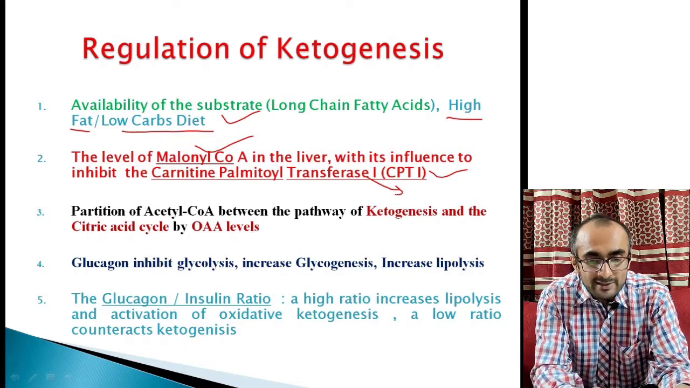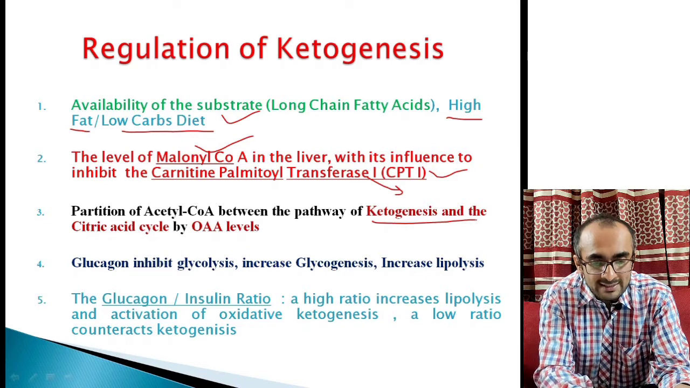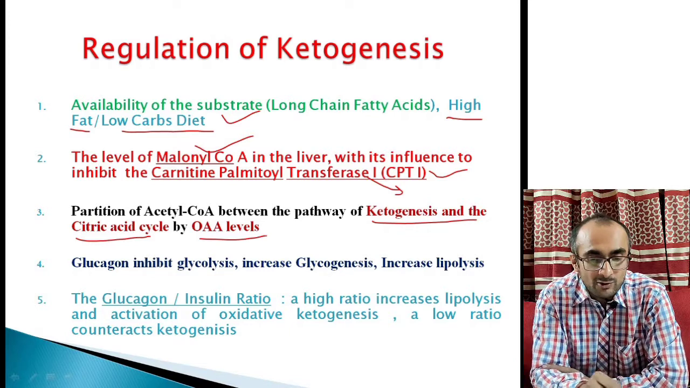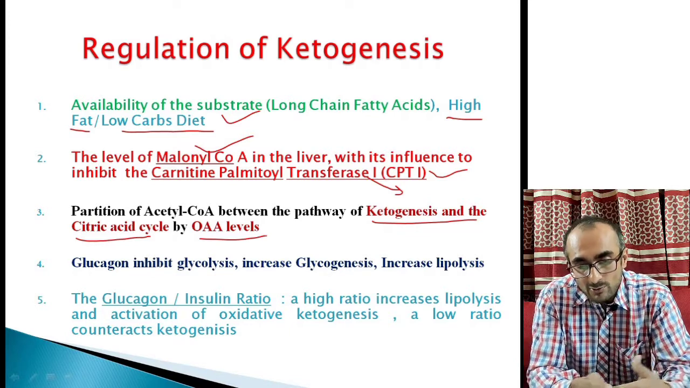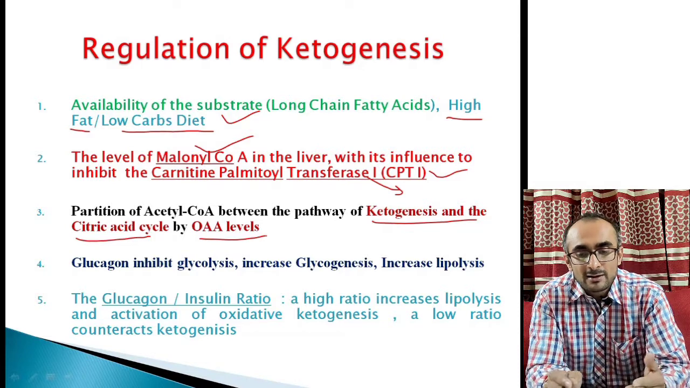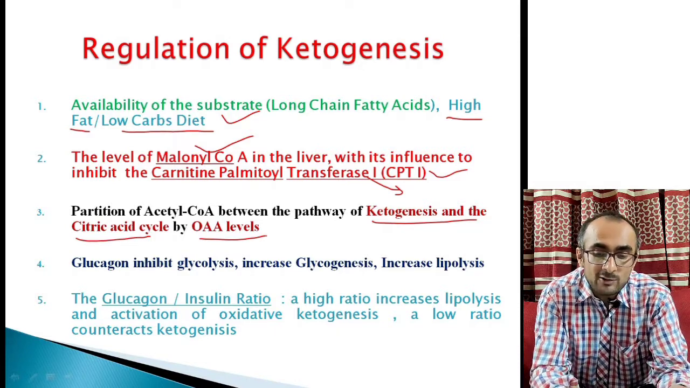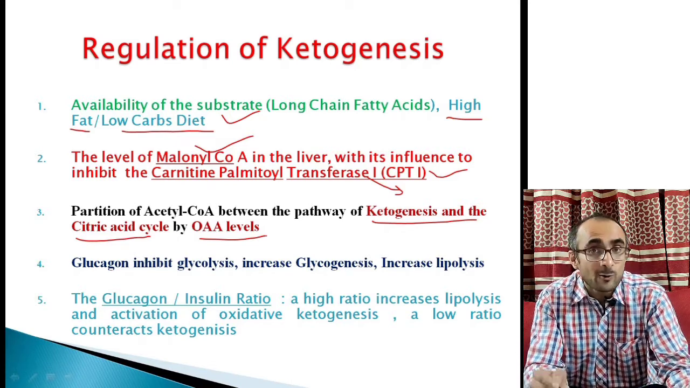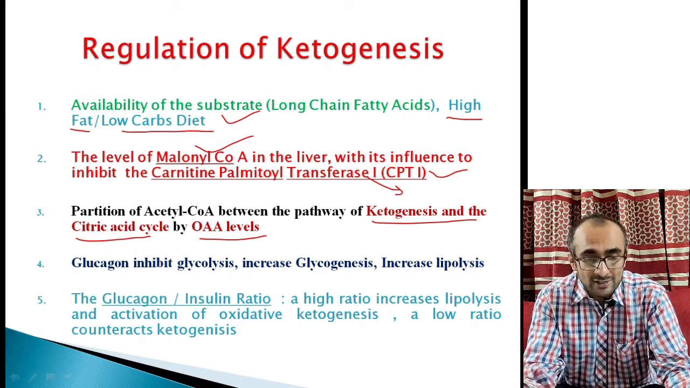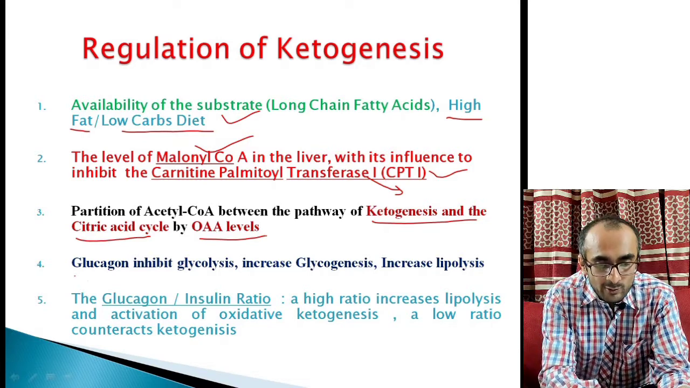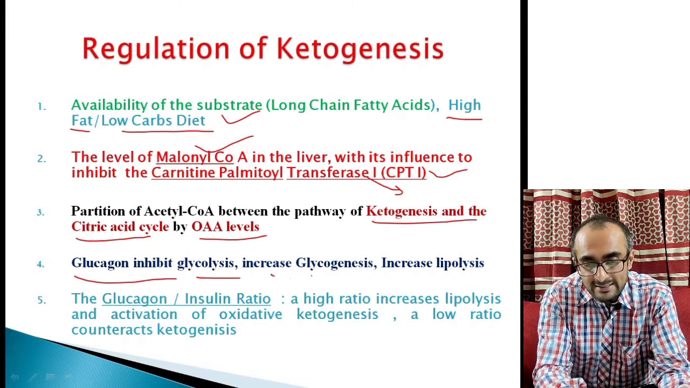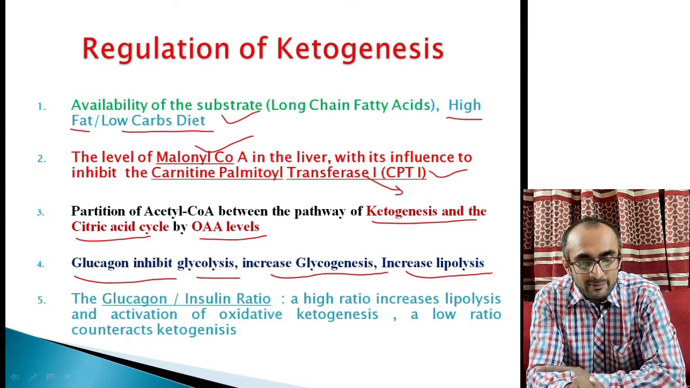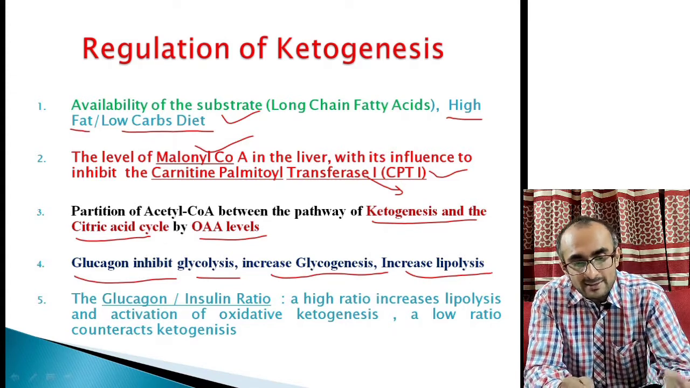Then the partition of acetyl-coenzyme A between the pathway of ketogenesis and the citric acid cycle is determined by oxaloacetate concentration. If oxaloacetate is present in good concentration, that favors use of acetyl-coenzyme A in the citric acid cycle, but if oxaloacetate is present in low concentration, that favors ketogenesis. And glucagon inhibits glycolysis, increases glycogenesis, and also increases lipolysis, which eventually means glucagon favors ketogenesis.